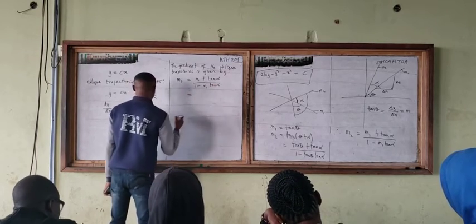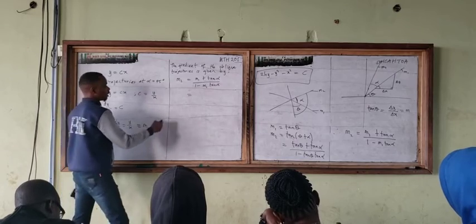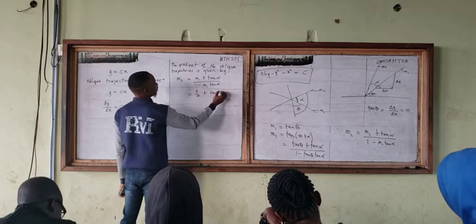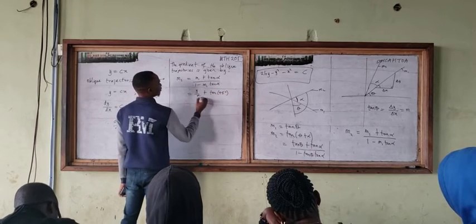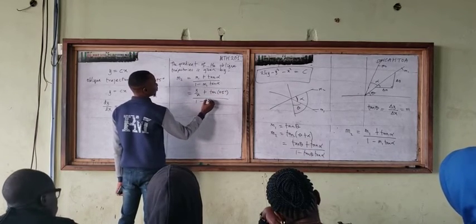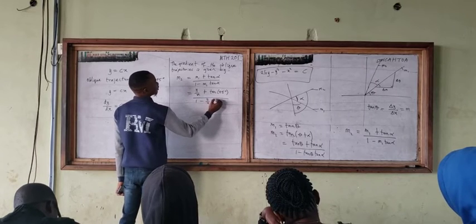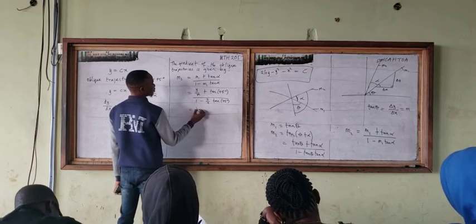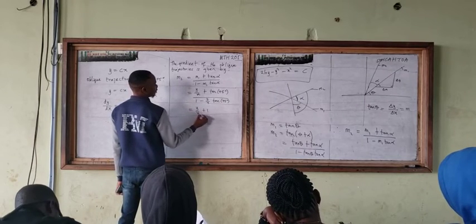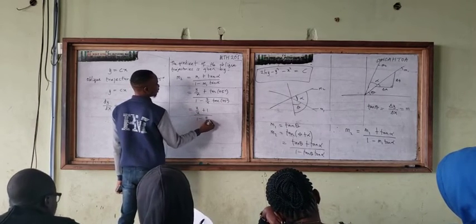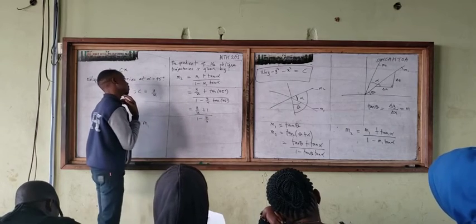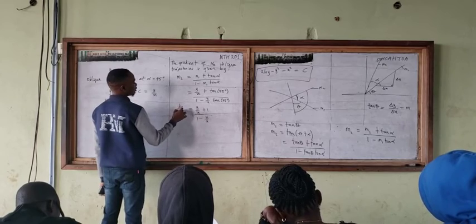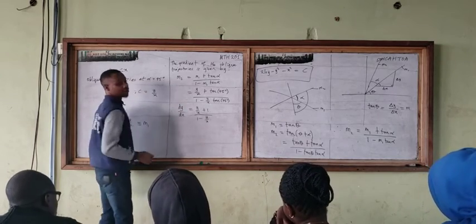Our M1 is y over x. This is going to be y over x plus tan alpha, where tan alpha is tan 45, divided by 1 minus M1 tan 45 degrees, that is, y over x times tan 45 degrees. What's tan 45? This is going to be y over x plus 1 all over 1 minus y over x. So we now have our dy/dx for this oblique trajectory. Is that making sense? Yes, sir.